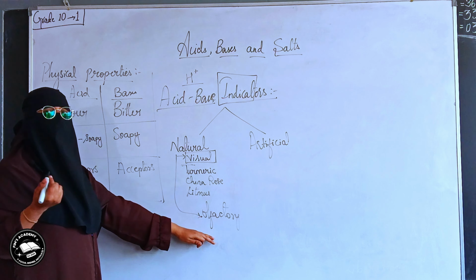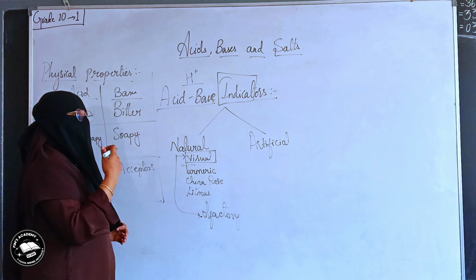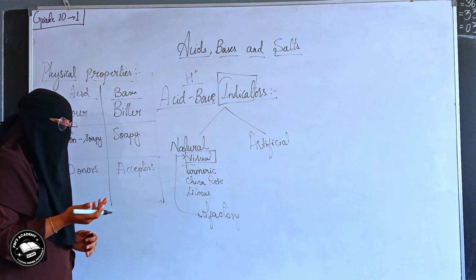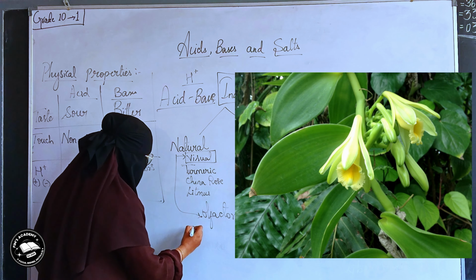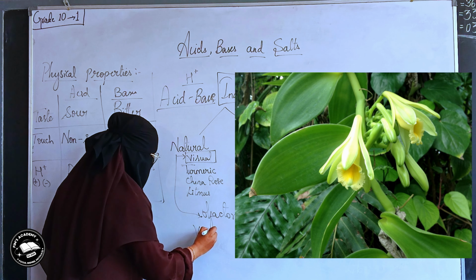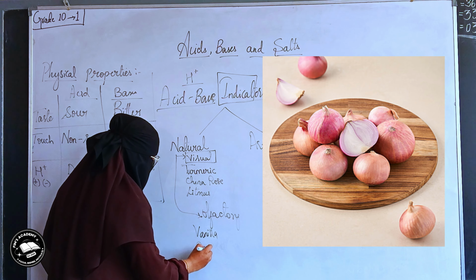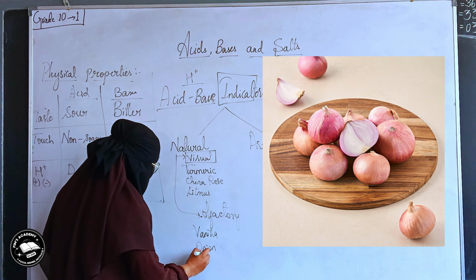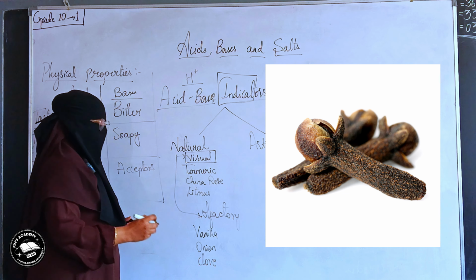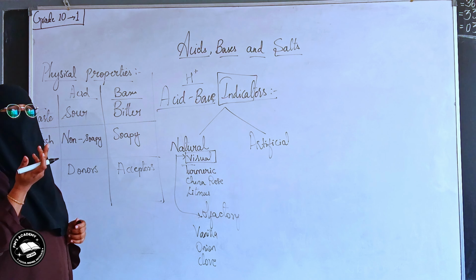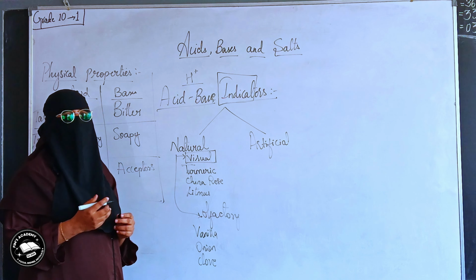Coming to olfactory, we know the word olfactory refers to something related to smell. So there are certain indicators like vanilla, onion and clove. They change their smell and indicate whether the given substance is acidic or basic.